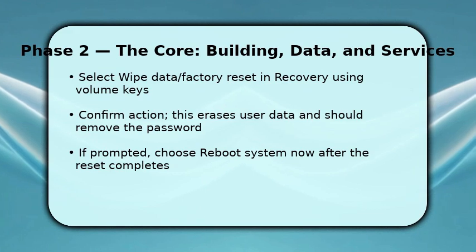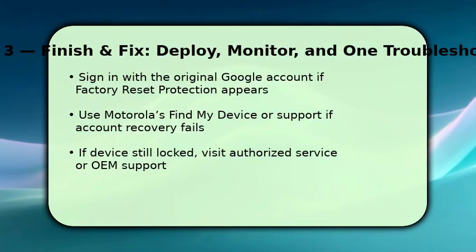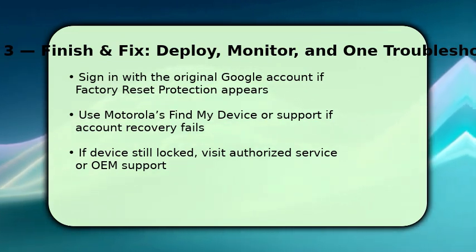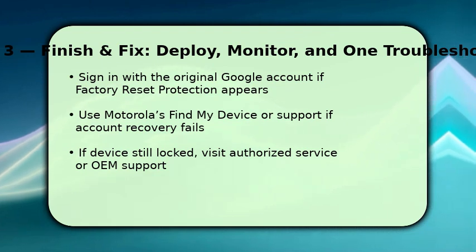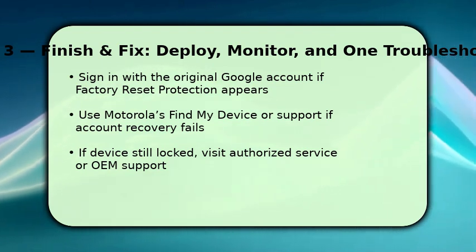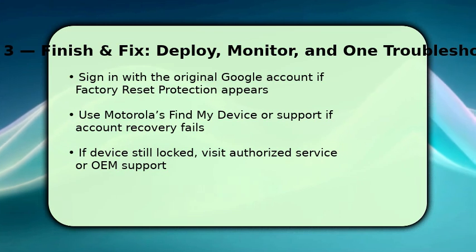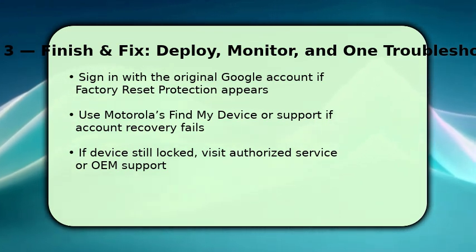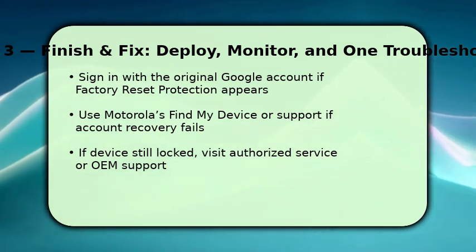After reboot, proceed through Android setup. You may be asked for the original Google account because of factory reset protection. This prevents unauthorized access. If you remember credentials, sign in and finish setup. If not, try account recovery on Google or use Motorola support tools. These steps verify ownership and unblock activation.